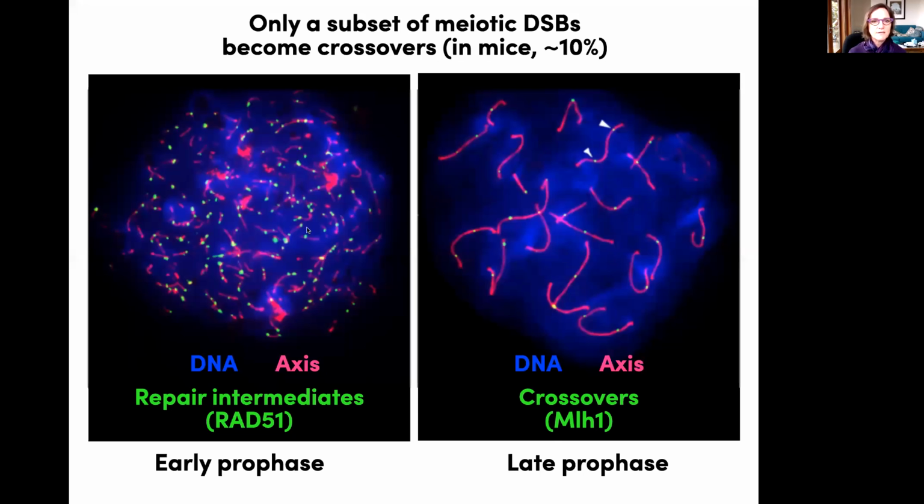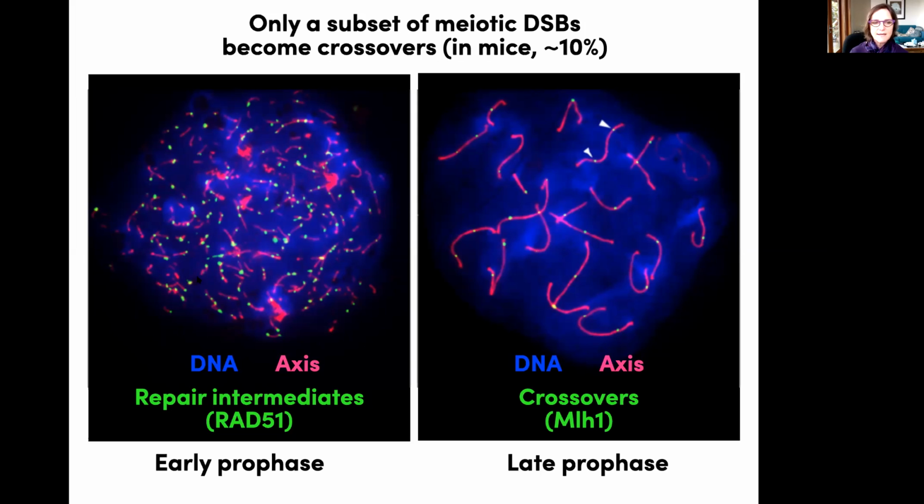And that's illustrated here. These are spreads of mouse spermatocytes undergoing meiosis. So this is an earlier stage and this is a later stage. And in this case, they're stained with a DNA dye in blue and antibodies to an axis protein in sort of pink or red. And in this case, the green is labeling a protein that's involved in the early stages of homologous recombination, a protein called RAD51, which you don't have to know.